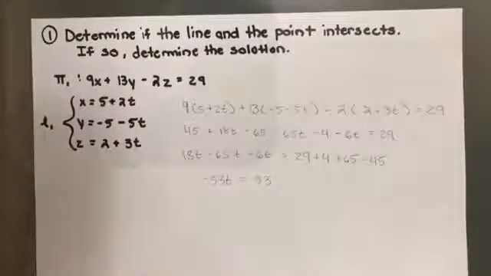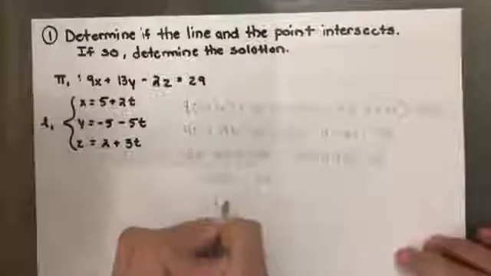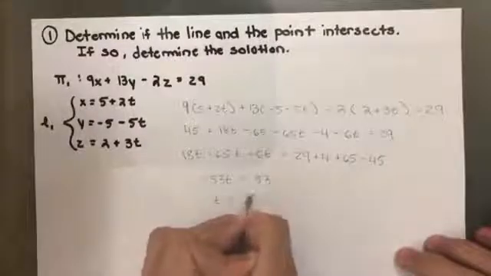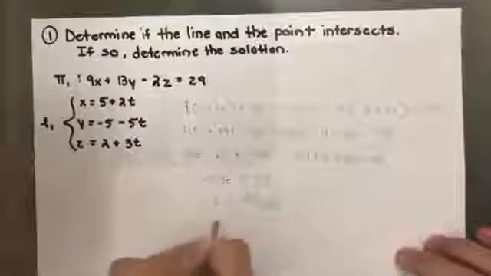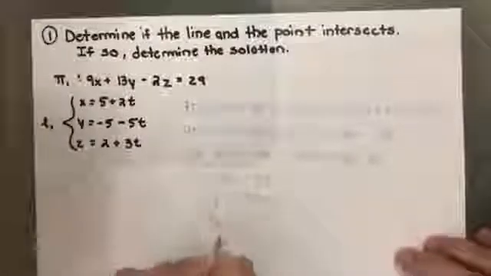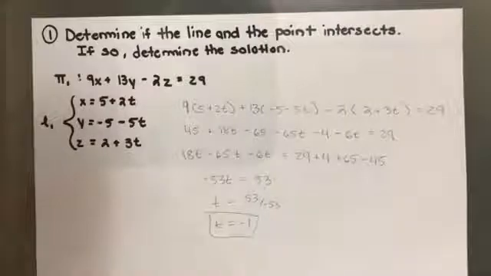Now, the next step would be to divide. So we're going to say t equals 53 divided by negative 53. t equals negative 1. That is our value for t. So t has a value. As you guys can see, there's actually a real number for t. t actually has a value. So the line and the plane will intersect at a single point.